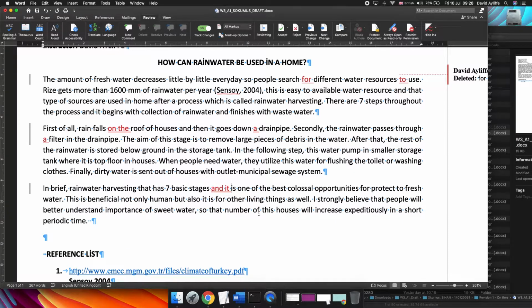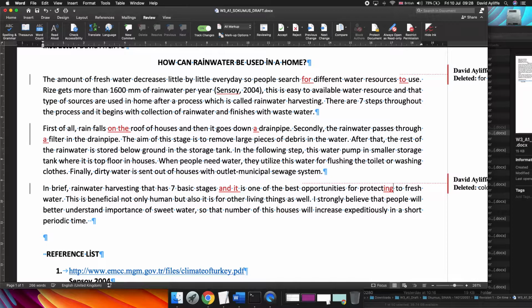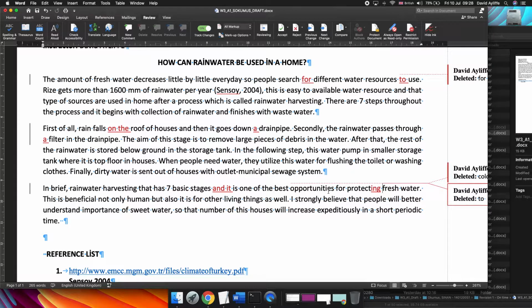And it is one of the best opportunities for protecting fresh water. How does it protect fresh water? It doesn't protect fresh water. It conserves. Yeah, conserves fresh water.